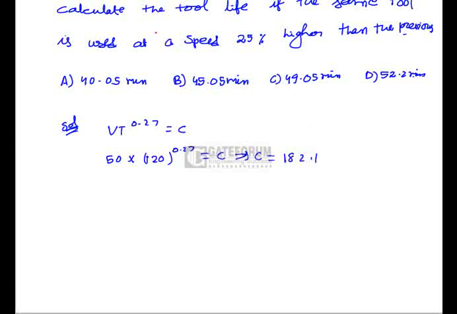Now calculate the tool life if the same tool is used at a speed 25% higher than the previous one. So now the new velocity is 25% higher than the previous velocity, that is 50 into 1.25, which gives 62.5, into t power of 0.27 is equal to constant, which is equal to 182.1. From this equation you get the t value that is equal to 52.2 minutes. So in the options the correct option is D. D is the right answer.